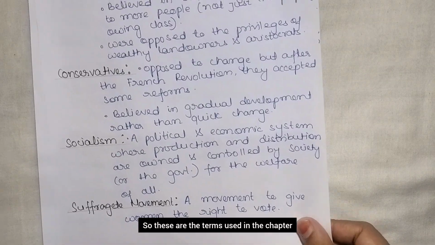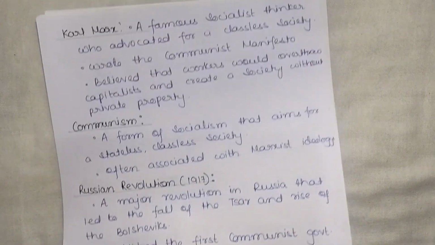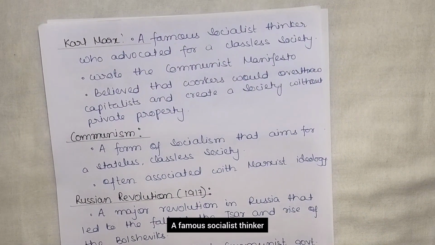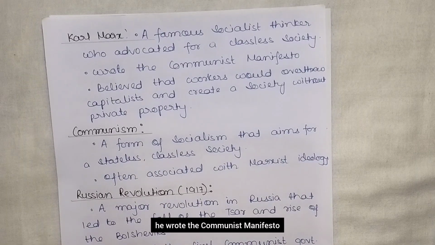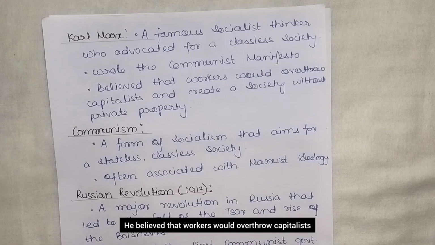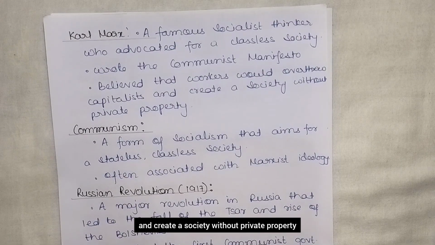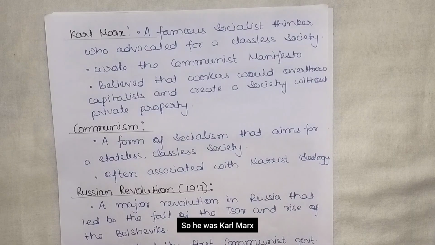Right? So these are the terms used in the chapter. Next, Karl Marx, a famous socialist thinker who advocated for classless society. He wrote the Communist Manifesto, that is the book. He believed that workers would overthrow capitalists and create a society without private property. So he was Karl Marx.